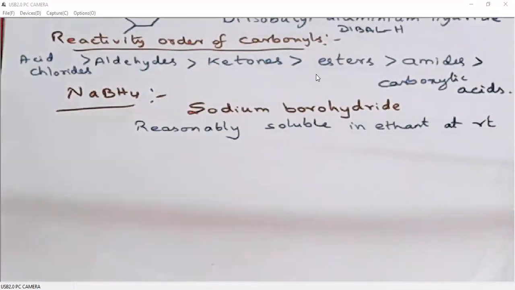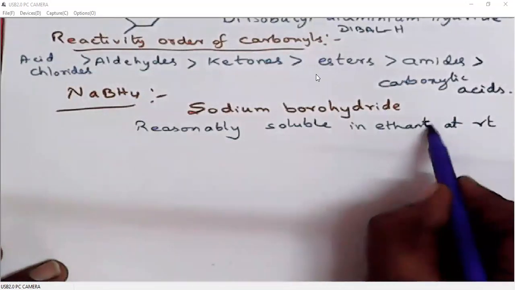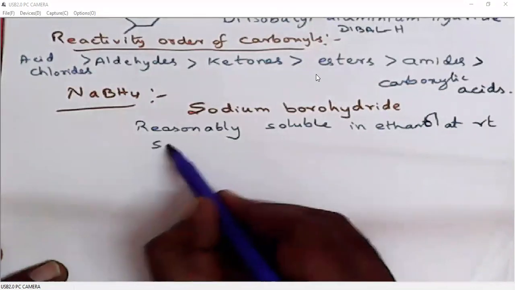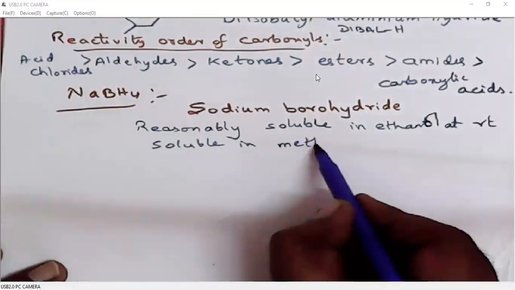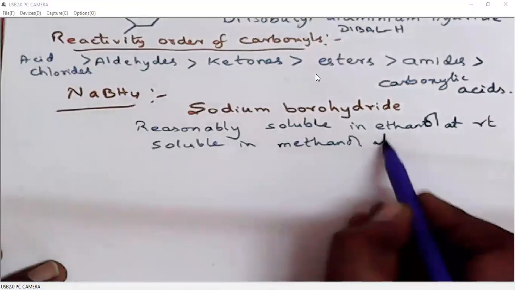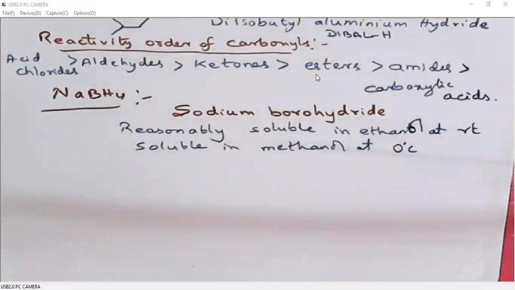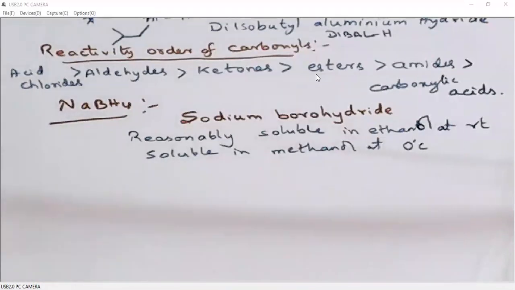So it is soluble in ethanol at room temperature, and soluble in methanol at 0 degrees centigrade. So when we are using ethanol, the reaction can be conducted at room temperature, but when we are using methanol, it should be conducted at 0 degrees centigrade. Then only sodium borohydride will be soluble in methanol.